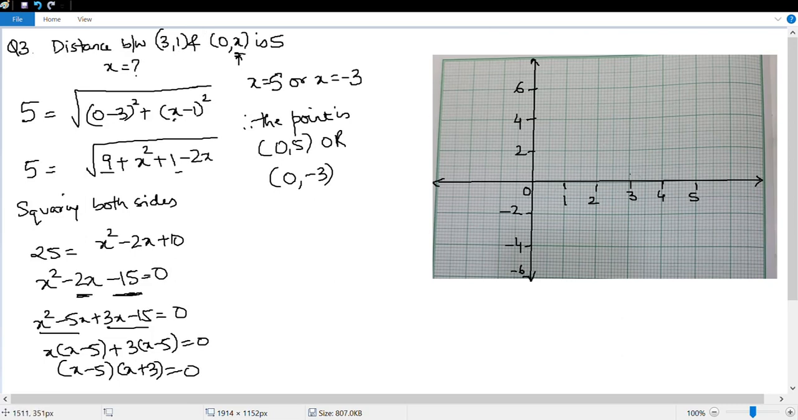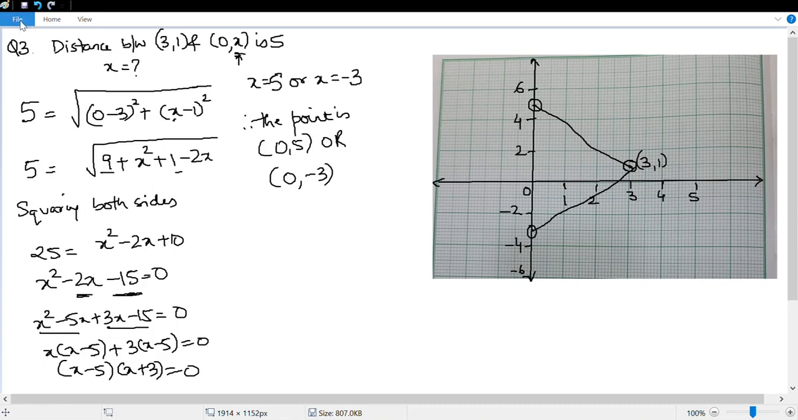So 3, 1. This is this point, right? So this is 3, 1. And the point whose distance from it is 5 is 0, comma 5, which means here. So this line is equal in distance to this line. So one is on this side, the other is on this side. Similarly, I can have it on any other side as well. So that's why there are two answers.